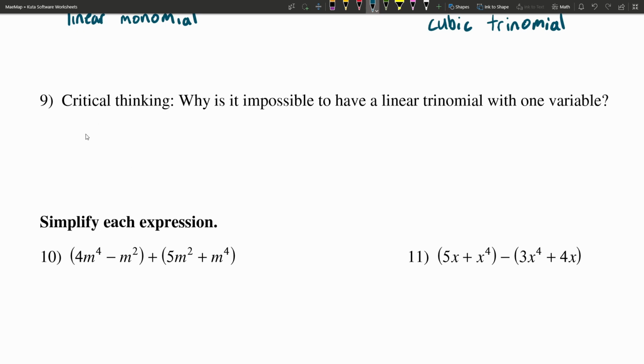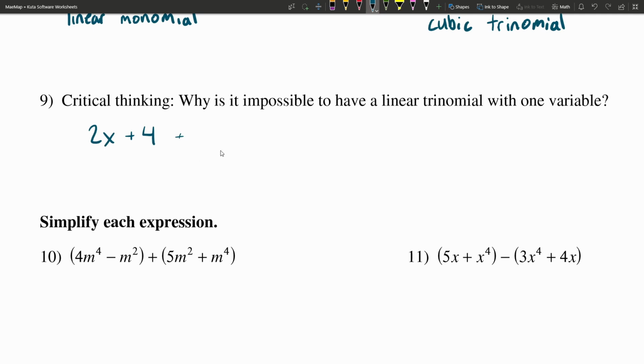So if we had, let's say, 2x, that's a linear monomial. But we want to see if we can make a linear trinomial. And it says it's impossible, so let's just give it a go. Well, if we have a linear polynomial, we know that we can't have a higher degree than a degree of 1. So we can only go to lower degrees. So the next potential option is a degree of, well, 0, which would just be a constant. So let's say 2x plus 4. And there's no other term that we can write.